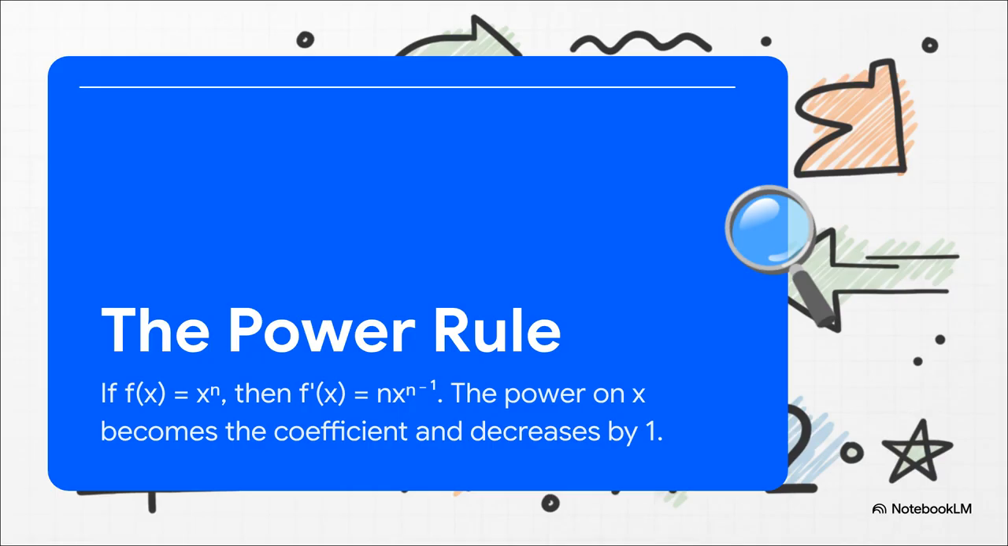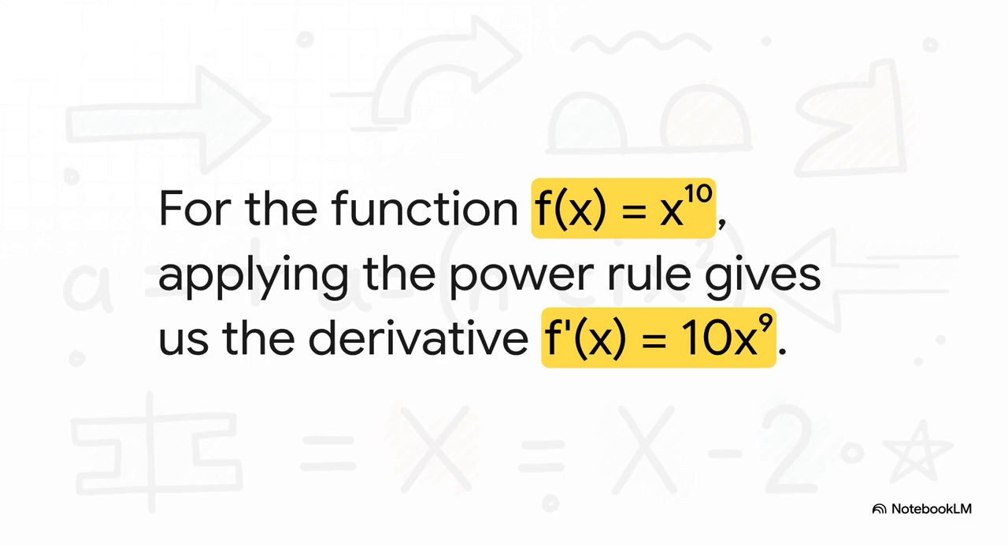It's really that easy. Let's try one. If we have f of x equals x to the 10th power, we just bring that 10 down to the front and then subtract 1 from the exponent. And boom, that gives us 10x to the 9th. See how fast that was? Way better than the limit definition.